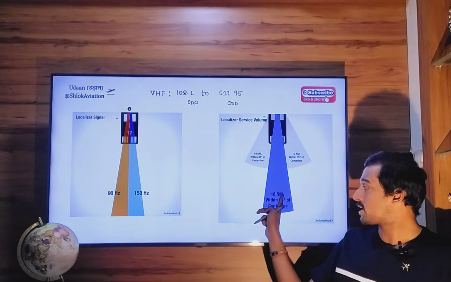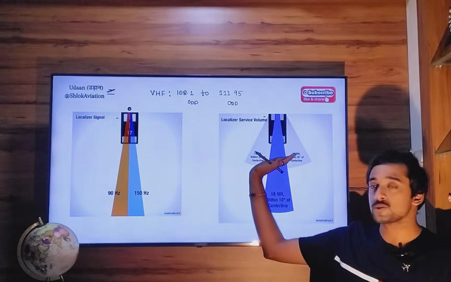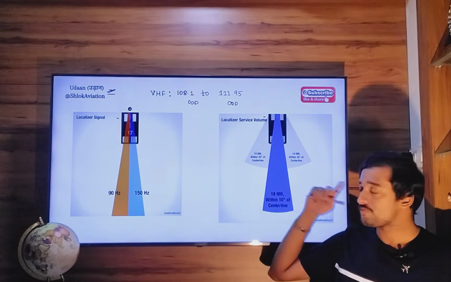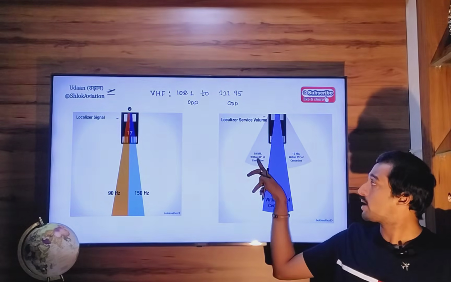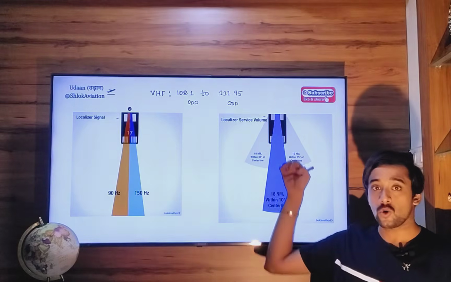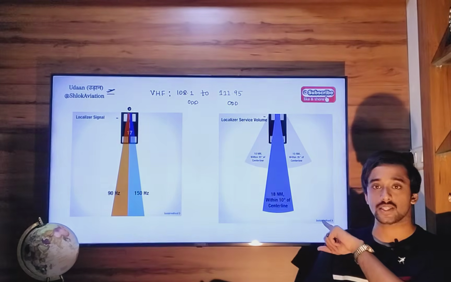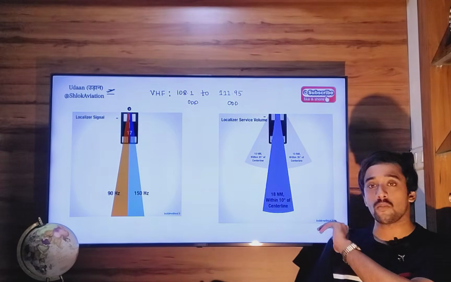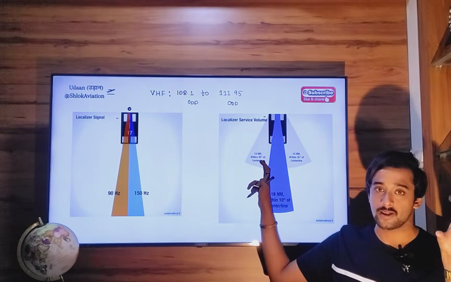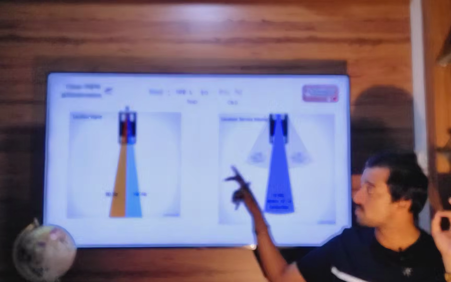So 18 nautical miles, 10 degrees either side of the center line. When you go closer to the runway, 10 nautical miles, when you are 10 miles away, you get a coverage of 35 degrees either side of the center line. When you go far away, the coverage area decreases to 10 degrees on either side. When you go much closer to the runway, you will get 35 degrees of coverage on either side of the center line. So this coverage area you must remember.